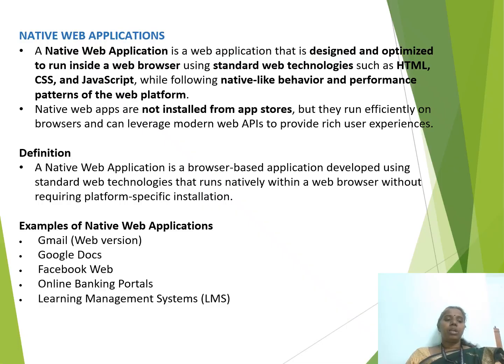So in the next one, the components of native web applications are front-end, back-end, and database. In the front-end, we can see the user interface built using HTML, CSS, and JS, and the frameworks are React, Angular, Vue. In the back-end, we can handle the logic and data, for example, Node.js, PHP, Python, or Java. And the database is where we can store the data, for example, MySQL, MongoDB, and PostgreSQL.